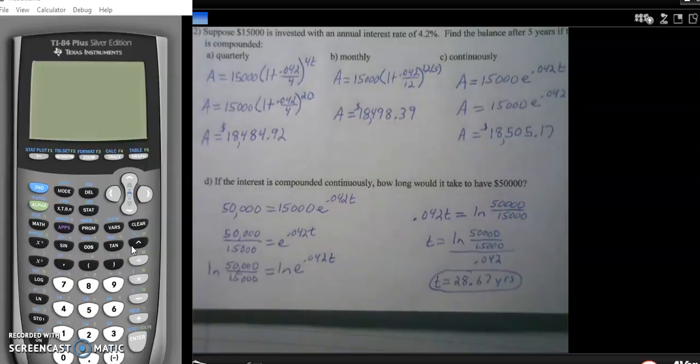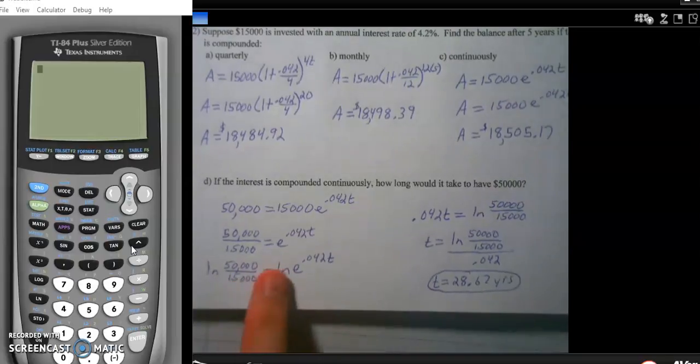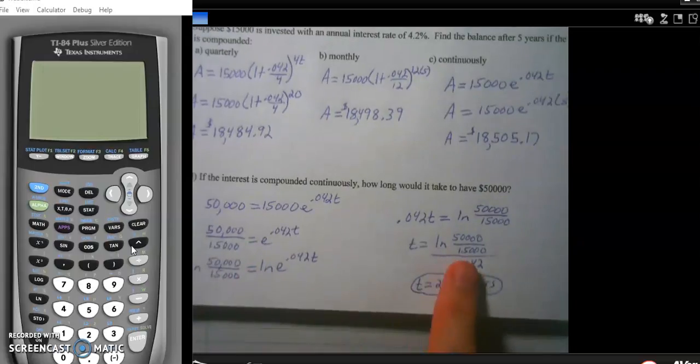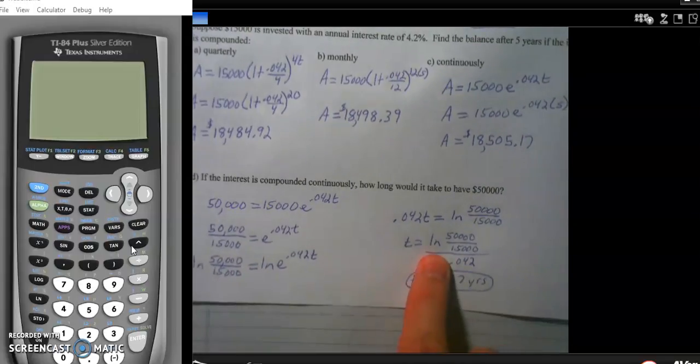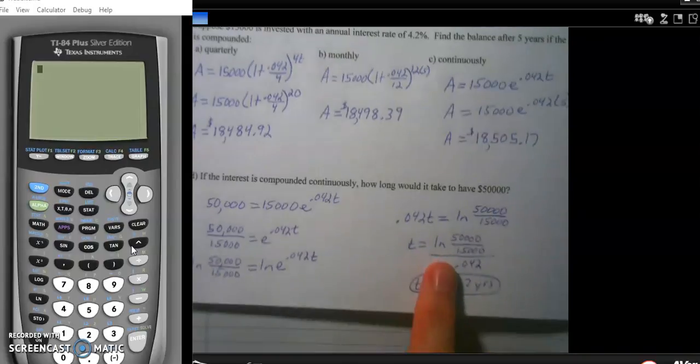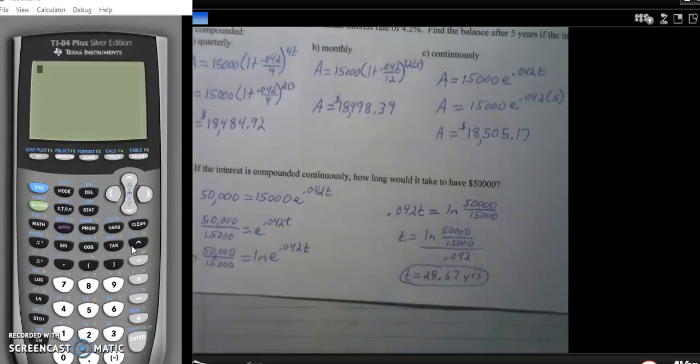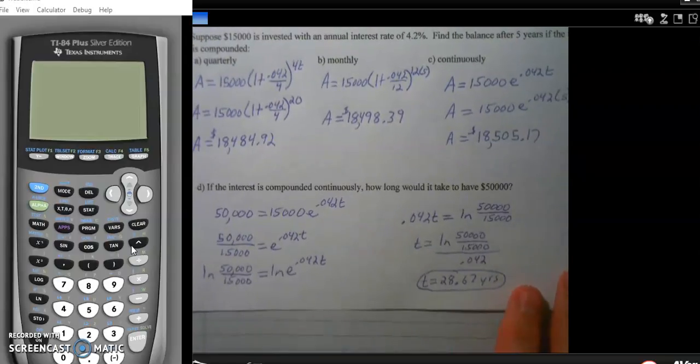So I showed a lot of steps there. The better you get at these, the less steps you can show. You should still show a few steps. So taking the log of each side, and then your exact answer, you should show that. And then your final answer here, 28.67 years. Okay, so make sure you have enough steps to show your work so I can see where your answer came from.